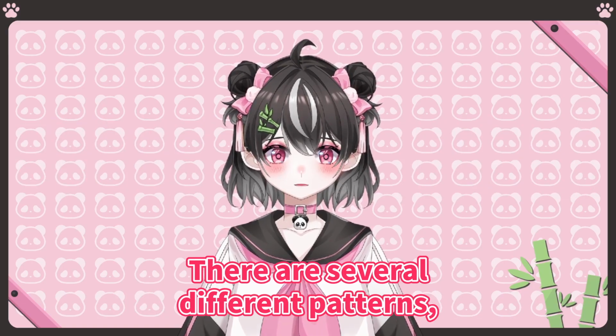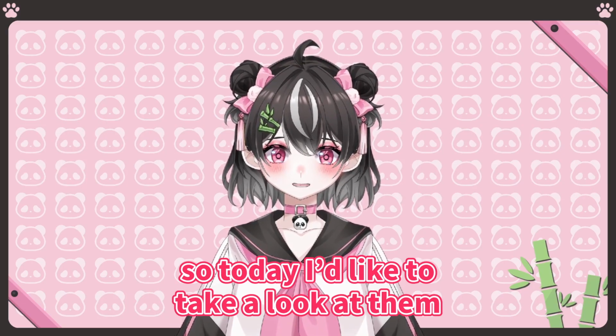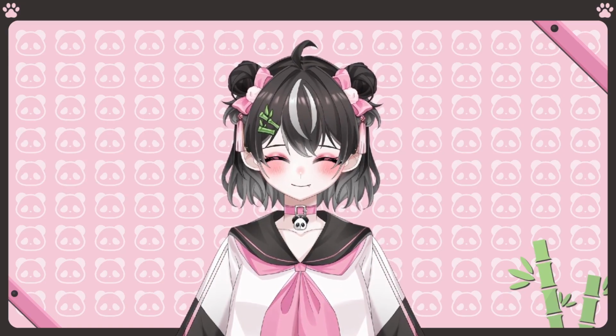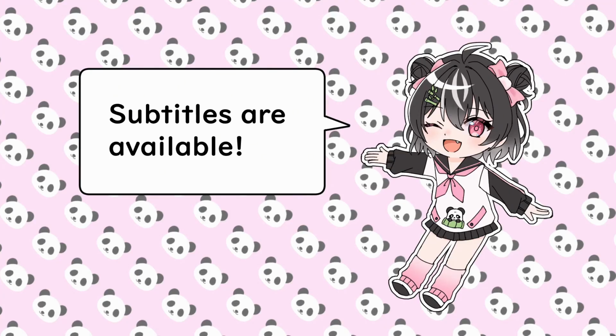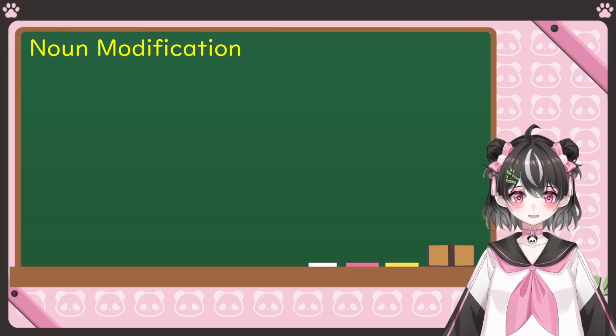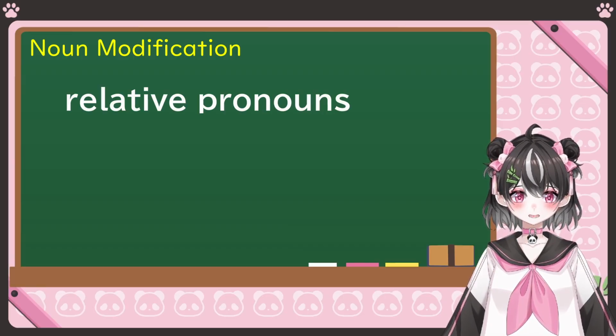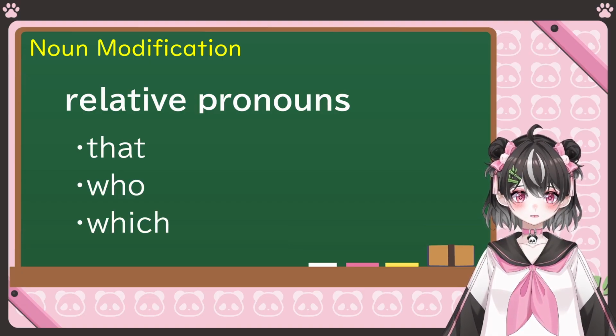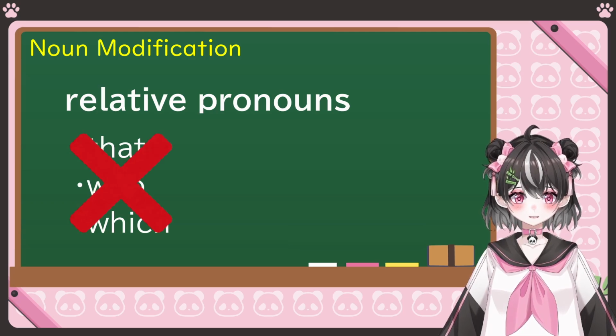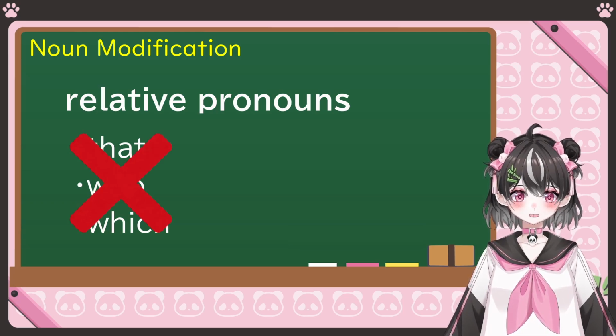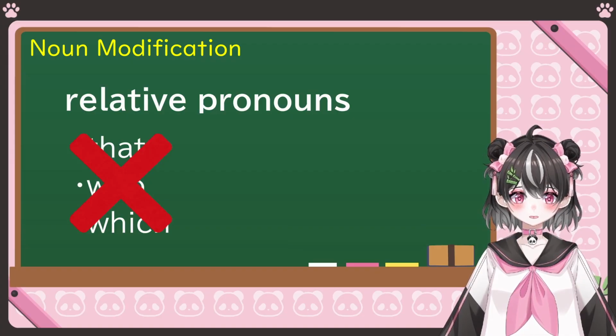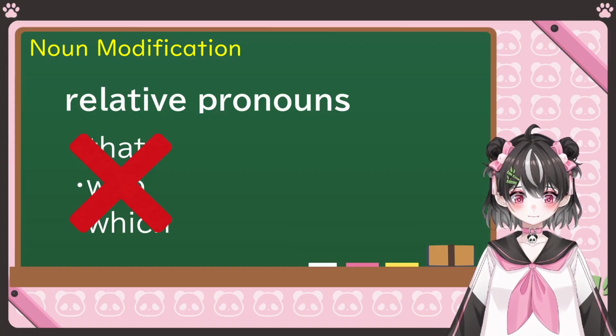There are several different patterns, so today I'd like to take a look at them. Alright, let's get started. English often uses relative pronouns like that, who, and which to connect the noun and the explanation. Japanese doesn't have words like them. You simply connect the noun and the explanation directly.